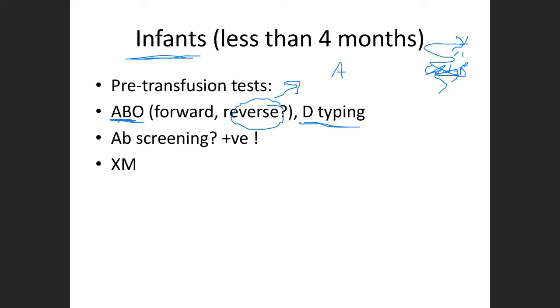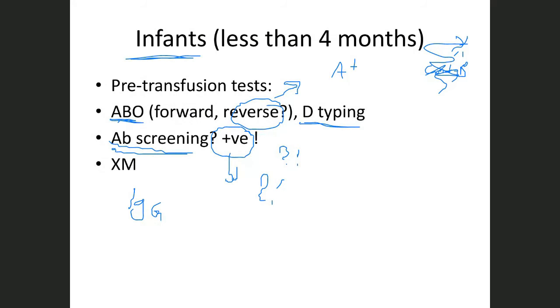Okay, D typing also is very important, to know if it's positive or negative. Screening, we don't do a screening for them. However, sometimes it may give positive. So positive means there are antibodies, isn't it? So this antibody comes from where, do you think? Most probably this antibody that we found is from where? Excellent. From the mother. We know that IgG can cross and at the same time circulate in the baby's circulation. Okay.